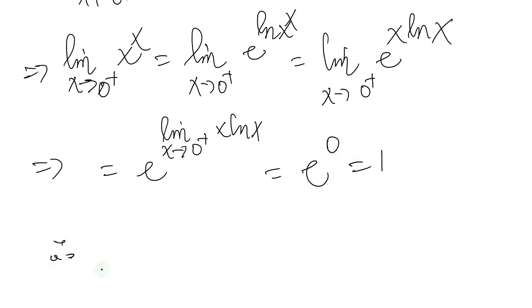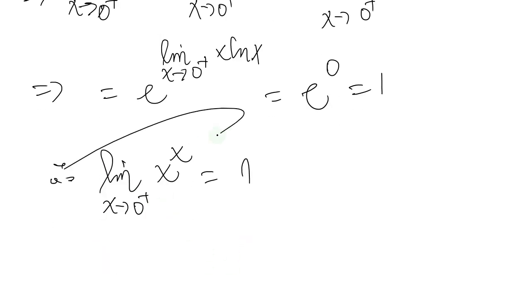So at the end we have then that the limit as x goes to 0 of x to the x is equal to 1. Okay, guys, so this is the limit here.